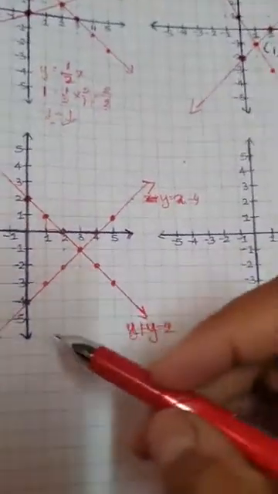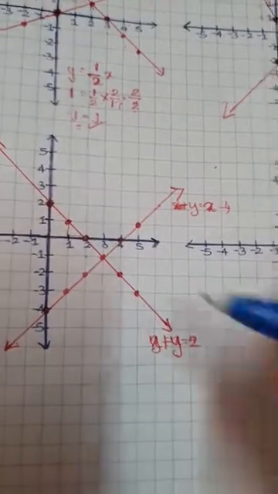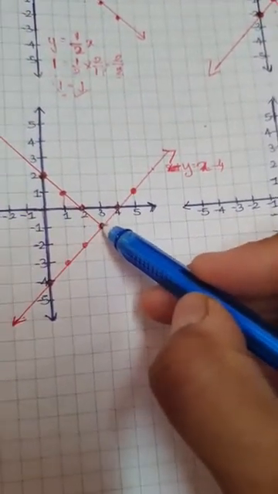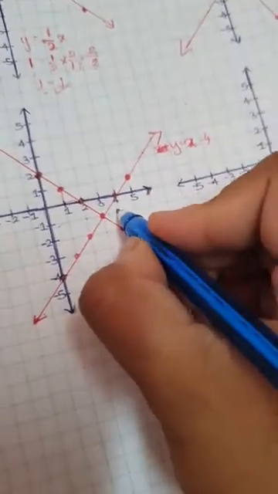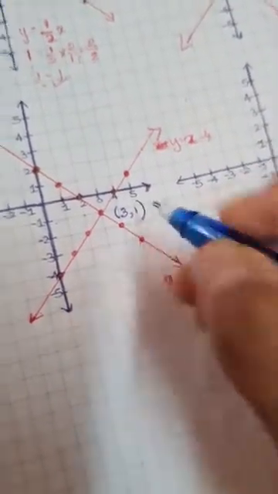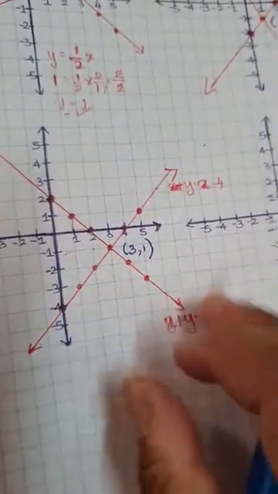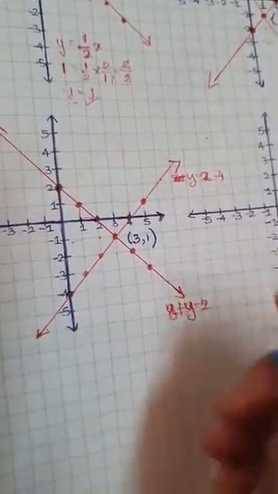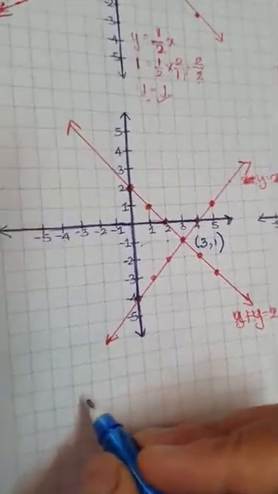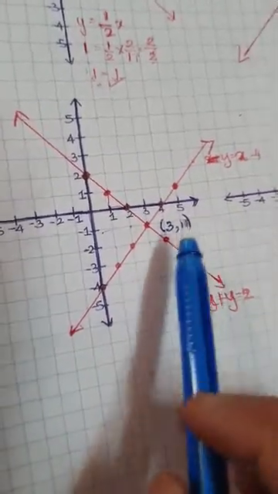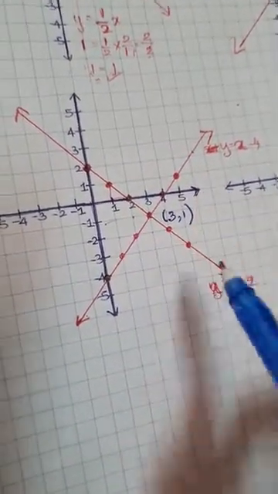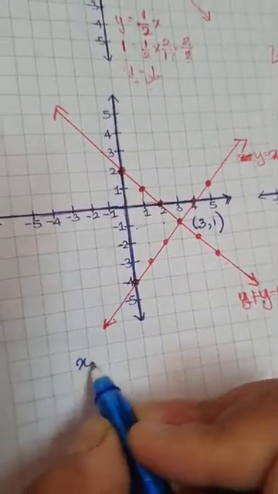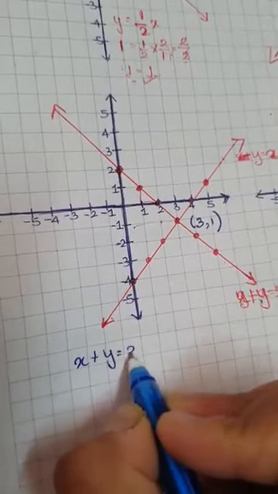Now what is more important for us here is the point where both of them are meeting. This coordinate here is going to be 3 and 1, which means the solution for this system is 3, 1. So how do you check whether your answer 3, 1 is correct? Choose any one equation, whether this or this, it doesn't matter.